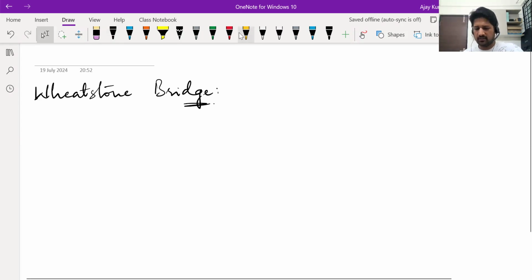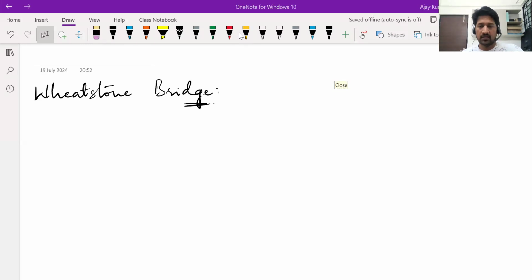If any of you are very comfortable with the Wheatstone bridge, if you know what is balanced and unbalanced, and how to find the effective resistance in the balanced and also the unbalanced case, then you need not attend this class.